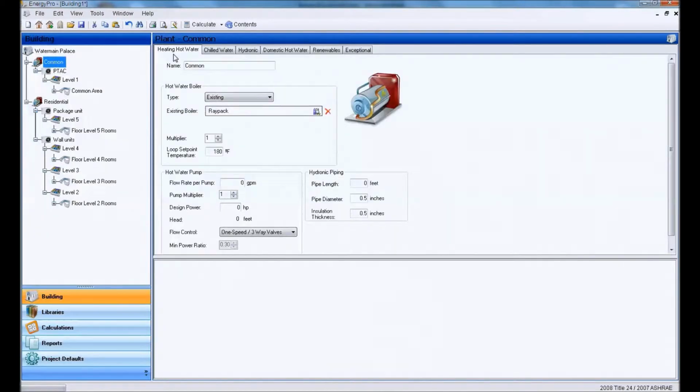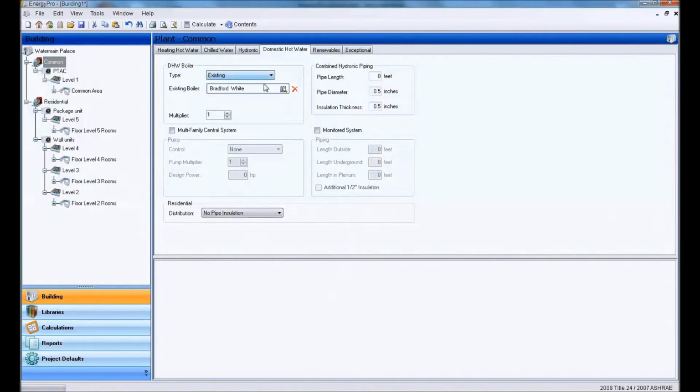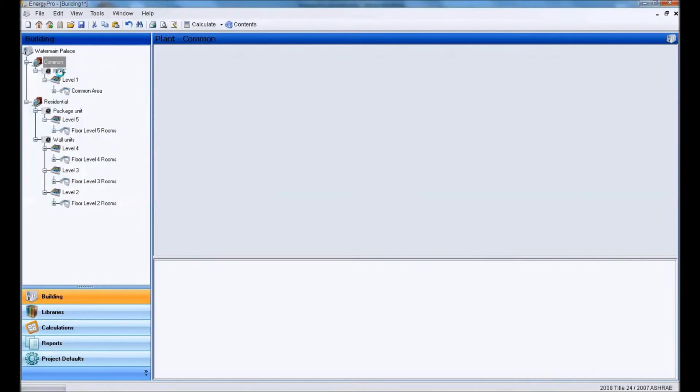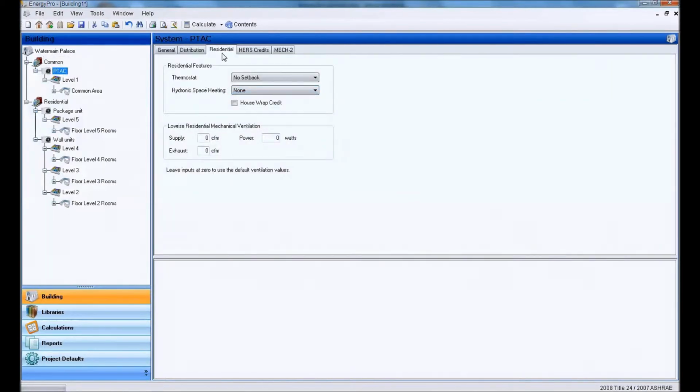So if we have a heating hot water system modeled, it would be pulling this information if we selected the heating hot water, and it would be pulling this information if we selected domestic hot water provides the heat. So that's in our residential section here. We'll put in information if we have a mechanical ventilation system. Since this is a package terminal air conditioner and doesn't do any mechanical ventilation, we can leave that alone.